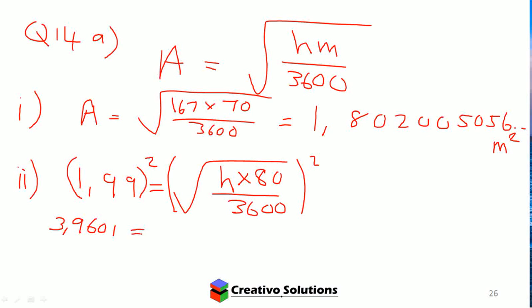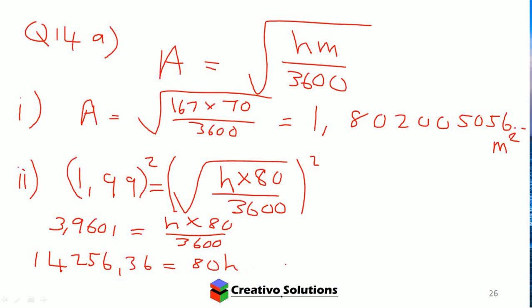3.9601, equal to, if I square that, I'm going to be left with H times 80 over 3600. I'm going to move the 3600 to the left, so I'm going to multiply that number by 3600, and I then get 14256.36 equal to 80H. So now I'm going to solve for H.